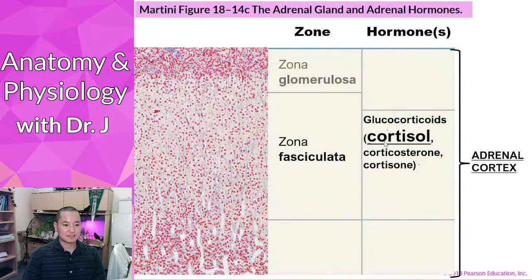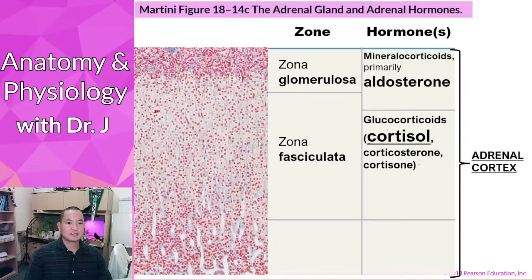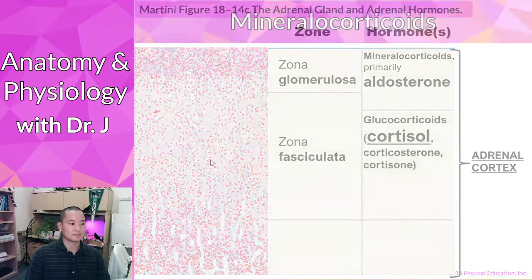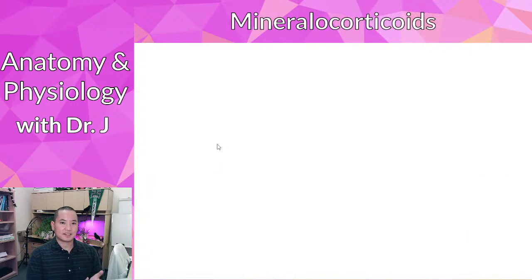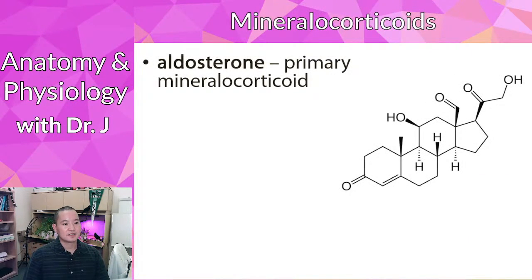Now, let's talk about another layer. Let's talk about the layer that's a little more superficial, right next to the capsule, the zona glomerulosa. It produces a category of steroid hormones called mineralocorticoids, primarily, and the main one I want you to know for this class is aldosterone. There are other ones, but aldosterone is the one I want you to know. So it is the primary mineralocorticoid. There are others, but this is the one with the most powerful effects.